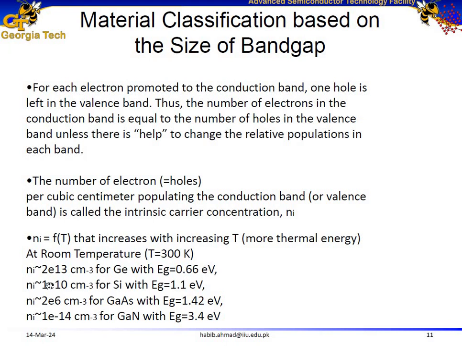This number, intrinsic carrier concentration, is a function of temperature and it's a function of the band gap. It increases with temperature and it's inversely proportional to the band gap of the semiconductor. With increase in the band gap of the semiconductor, the intrinsic carrier concentration decreases.